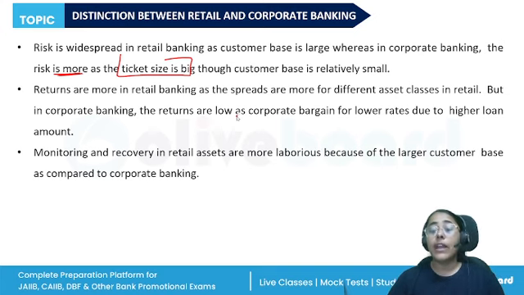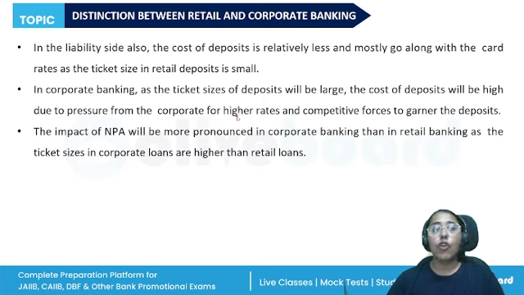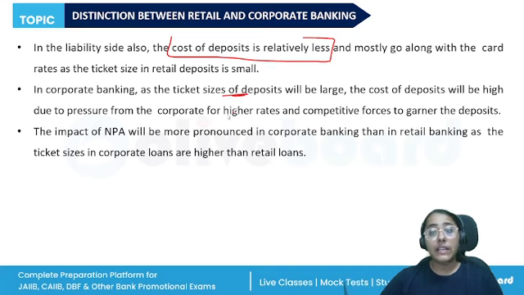Monitoring and recovering, however, becomes more laborious in retail banking because of the large customer base, as compared to corporate banking. On the liability side also, the cost of deposit is very low in retail banking. Why? Because the ticket size of deposits is less and the transactions are also small value. But in corporate banking, the ticket size of deposits will be large, and the cost of maintaining the deposits will also be high due to pressure from the corporates for higher rates.